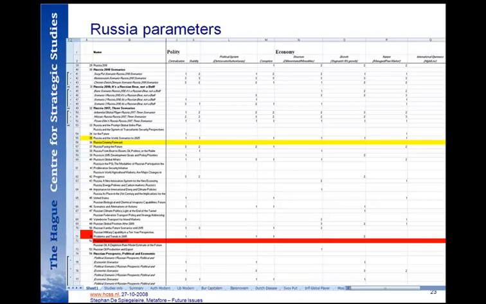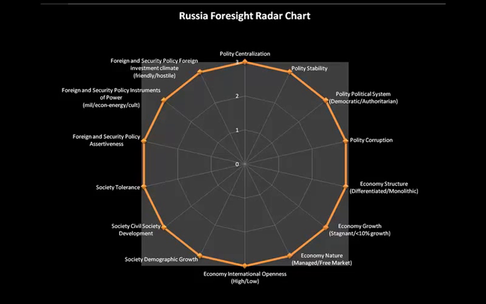So for instance, the centralization of the future Russia, with 3 being highly decentralized and 1 being highly centralized. The stability of the future Russia, the political system, whether it's more democratic or authoritarian, the degree of corruption in the system. All these parameters we coded for every exercise where we could find an honest figure for that particular parameter in the exercise we're looking at. So again, you get a large spreadsheet that then yields these kinds of radar charts.